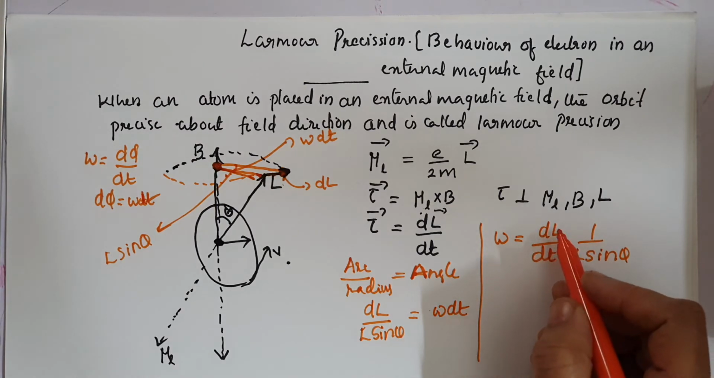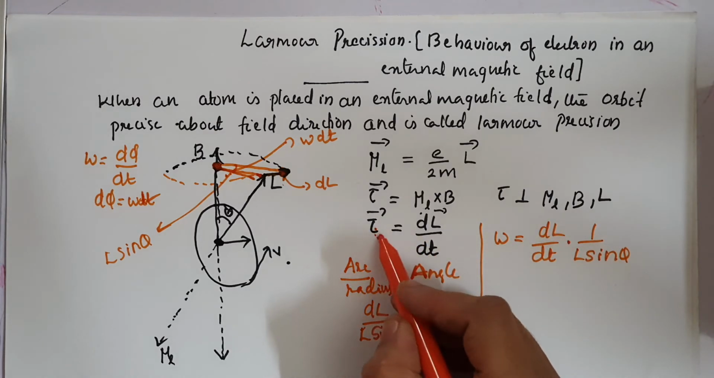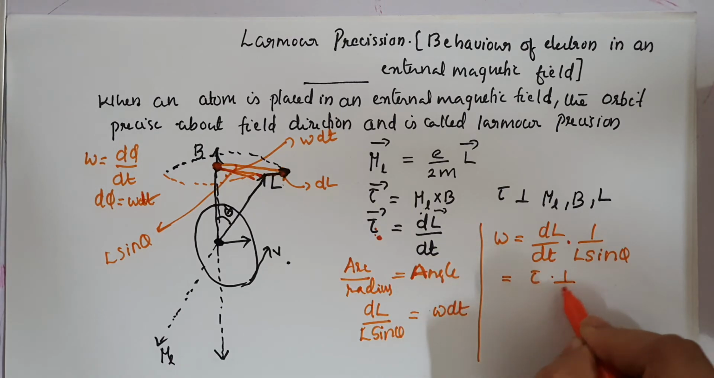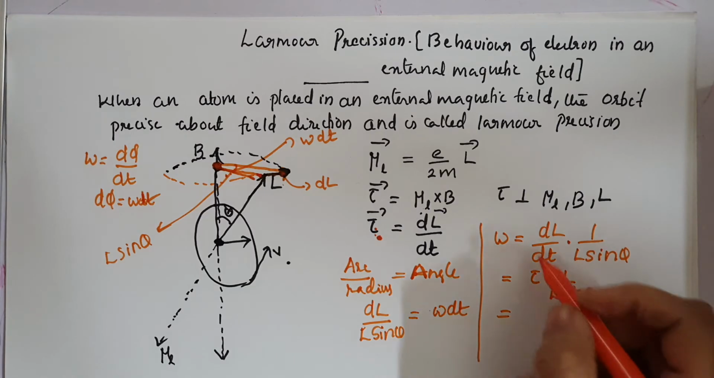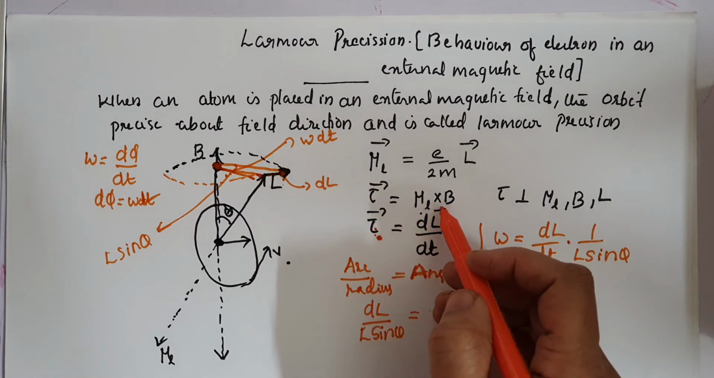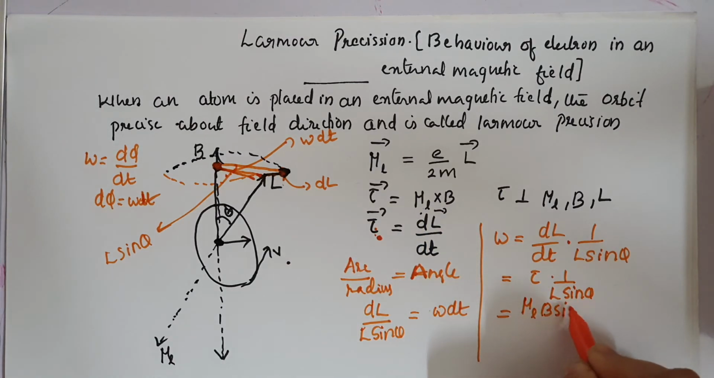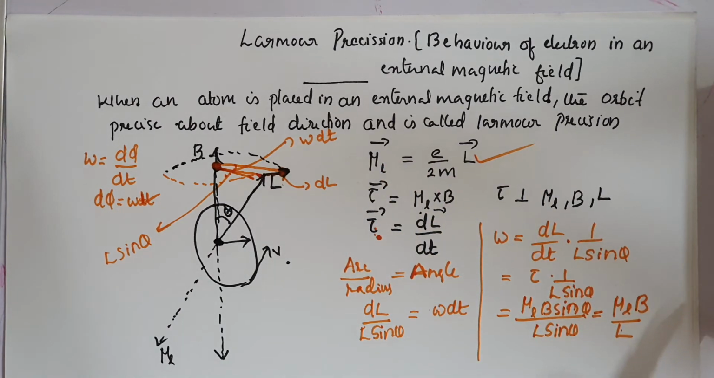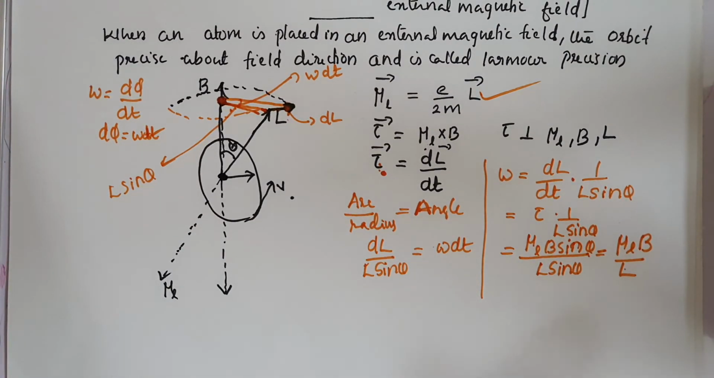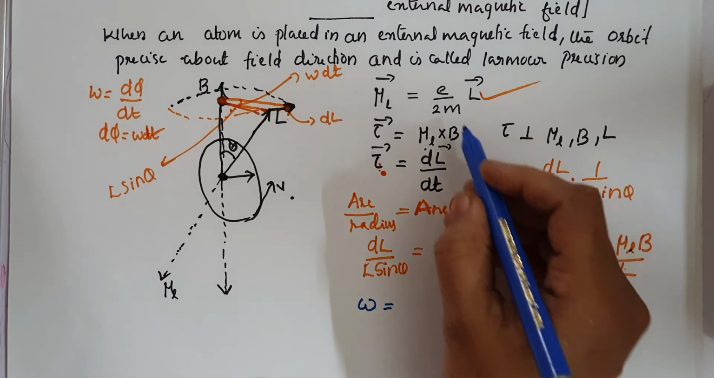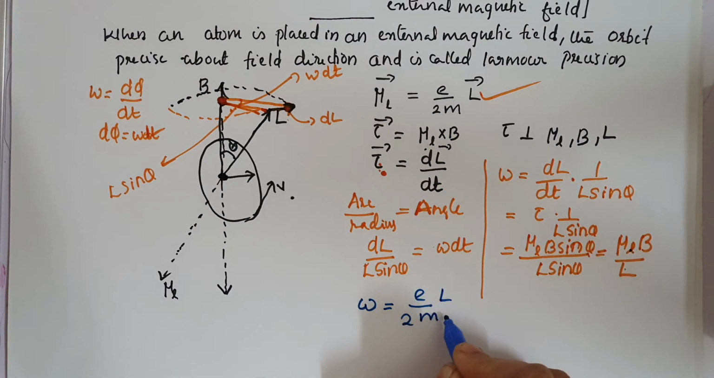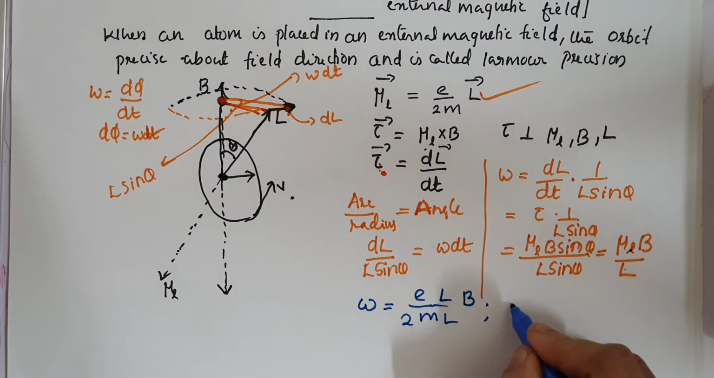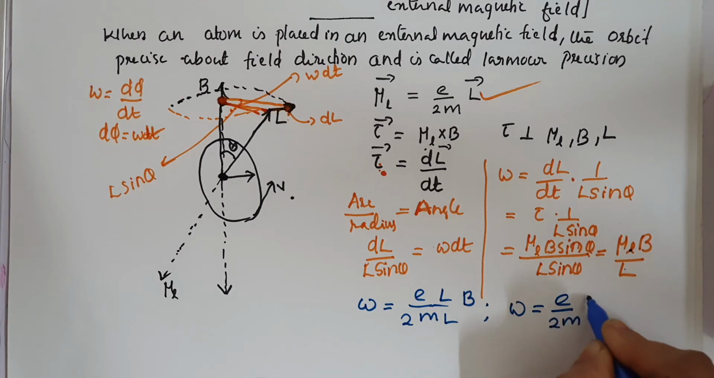But dL by dt is the rate of change of angular momentum. This can be represented as tau. That is, omega equals tau into 1 by L sin theta. But tau is equal to mu cross B, or mu B sin theta. Then we can represent it as mu L B sin theta divided by L sin theta, which gives mu L B by L. But mu L and L are related by the equation mu L is equal to e by 2m into L. So omega is equal to e by 2m into B.